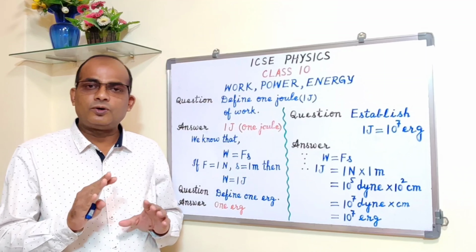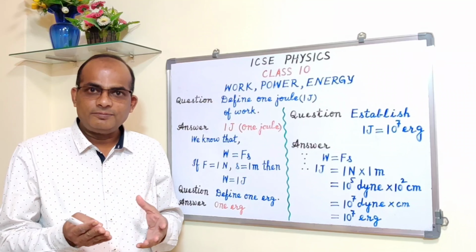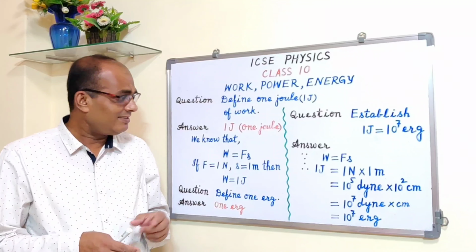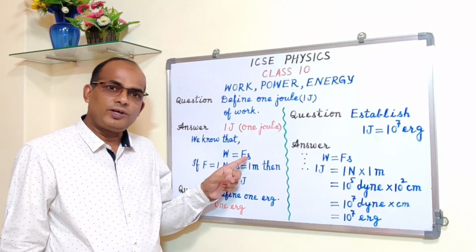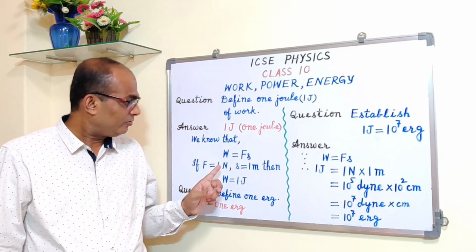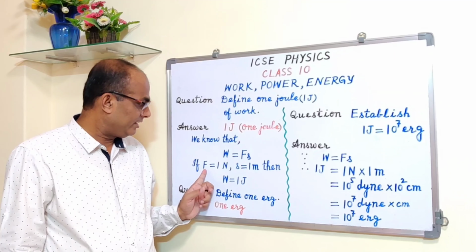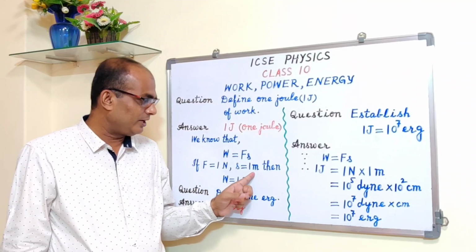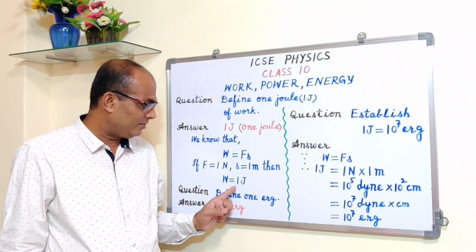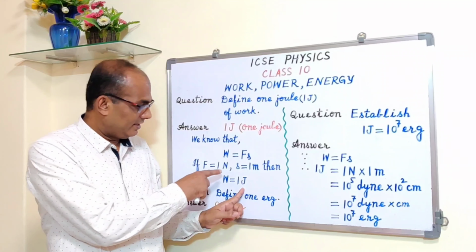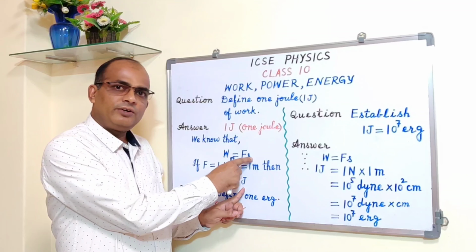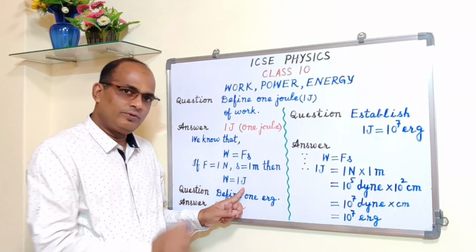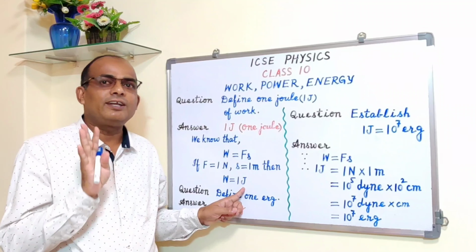Now before we define 1 joule, let's see these 2-3 steps. Now, we know that W is equal to Fs, this formula we know. And in this formula we are putting F is equal to 1 Newton, S is equal to 1 meter, then we get W is equal to 1 joule. See, F is equal to 1 Newton, S is equal to 1 meter, so 1 into 1 is 1, that means W is equal to 1 joule we are getting. Now from here only we can define 1 joule.